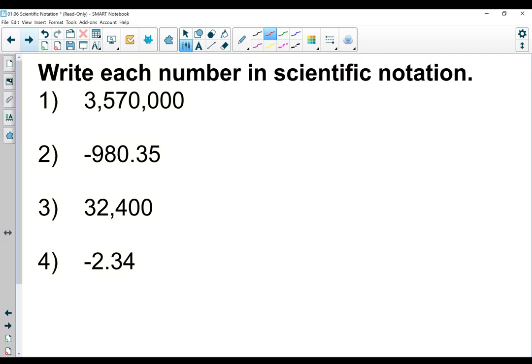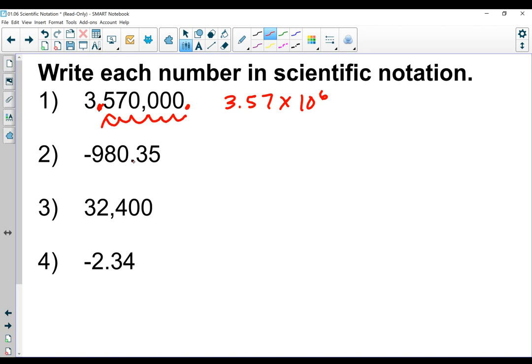We're going to write each of these numbers now using scientific notation. My decimal is over here. I want to move it so I have one digit in front. A number between 1 and 10 is what we're looking for. So we want to move the decimal over to here, and then we need to count how many places. 1, 2, 3, 4, 5, 6 again. So we'll have 3.57 times 10 to the 6th.